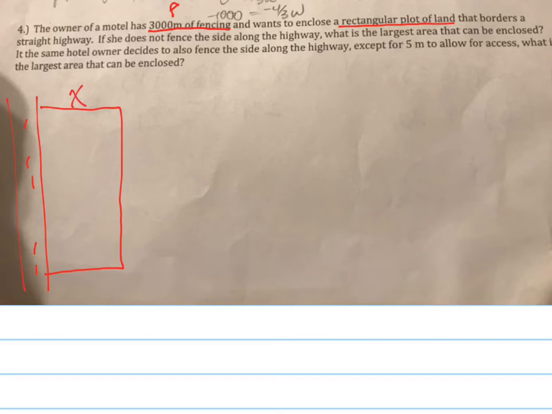So let's just go right ahead and call that X and call that Y. And we know the perimeter. Actually, it's not even the perimeter. We know 3,000. Well, it's the partial perimeter, right? 3,000 is going to equal 2 X's plus 1 Y. So that's how X and Y are related to each other.